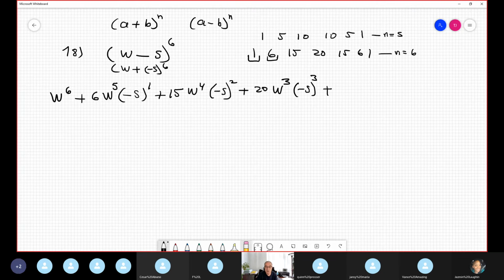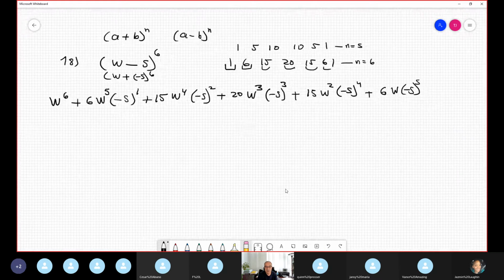Plus, so we are doing this, now 15 again. 15 W squared and minus X to the 4th power, no? Plus, we did that. Now 6 W1 minus X to the 5th power. And the last one is plus 1, that is invisible, coefficient is S to the 6th power. Actually, it's minus X to the 6th power, no? Well, W is 0 power.